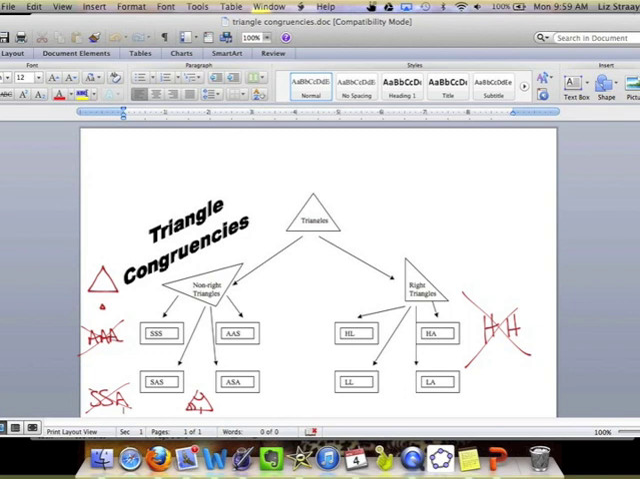And the last common wrong answer that students will give me in this portion in general is CPCTC. CPCTC does not say that 2 triangles are congruent. It's what we do after 2 triangles are congruent. Okay? So that does not work as a congruence method. CPCTC is what we do after we have congruent triangles. It does not give us congruent triangles.